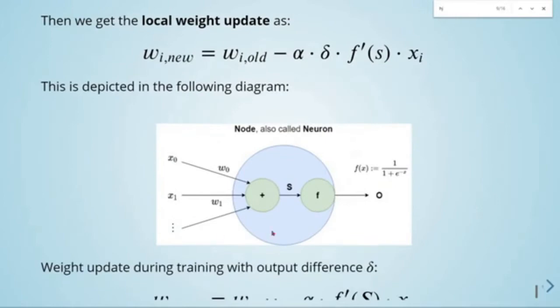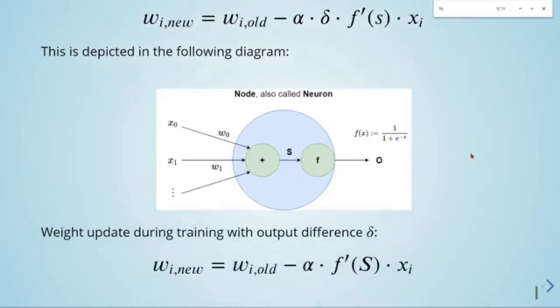And this we can see in this diagram. So we have inputs, we have weights, we have the sum. In this sum, we apply a function, in this case, for example, the sigmoid. So the sigmoid is applied to the sum, and then we have the output. So the weight update during training with the output difference delta.